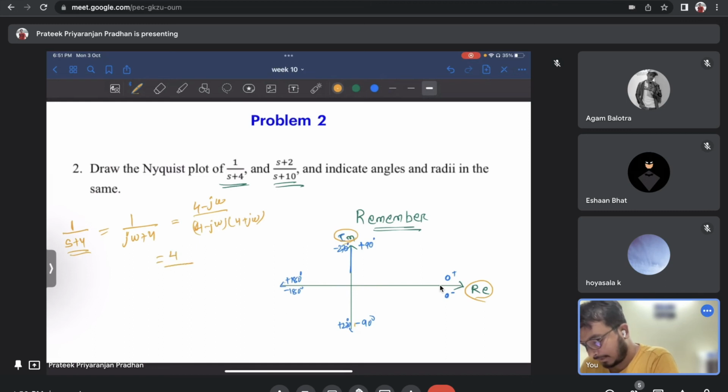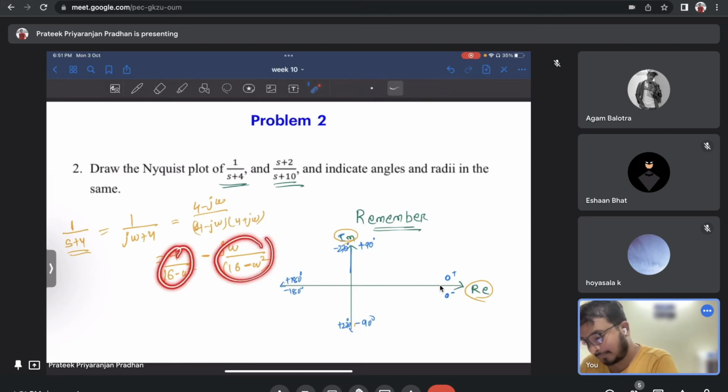So what it will be? 4 divided by 16 plus omega square, and this will be minus j omega divided by 16 plus omega square. Sorry, it will be negative omega square, my bad. Did you understand how I divided it into real and imaginary part?